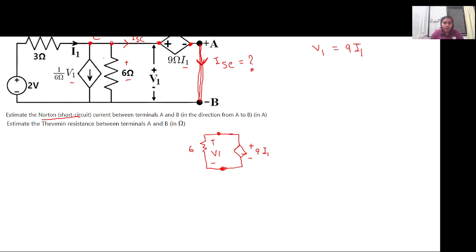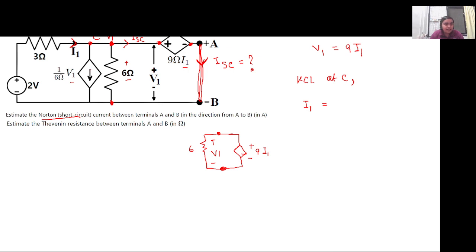Since this V1 voltage appears across the 6 ohm resistance, basically the voltage in this node is actually V1, right? So we will apply KCL at node C. This gives us, I1 is the current that is flowing into the branch. Now we will calculate the currents that are equal to the current flowing out of the branch.